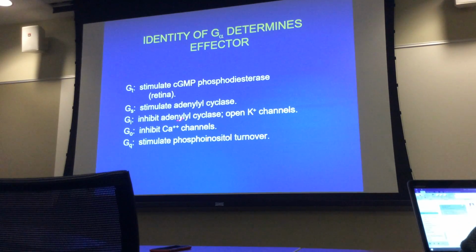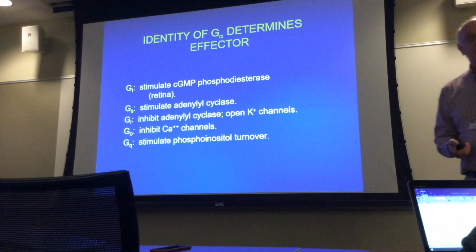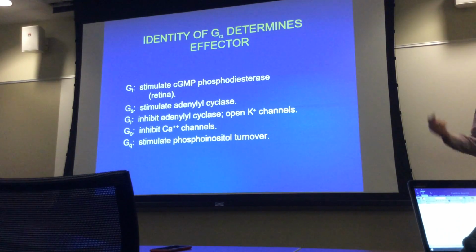GI is the inhibitory G protein, and its function is exactly the opposite of that of GS. It binds to adenylyl cyclase, but instead of activating it, it inhibits this enzyme, so it produces a decrease in cyclic AMP inside the cell. That, of course, leads to a decrease in protein phosphorylation, and thereby counteracts the effects of stimulatory receptors that increase cyclic AMP.